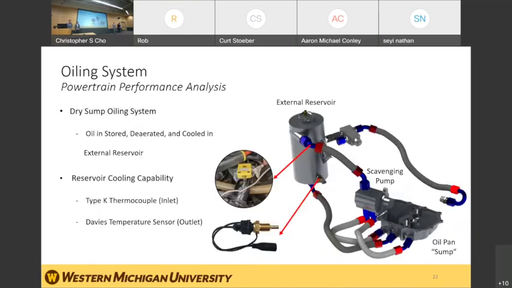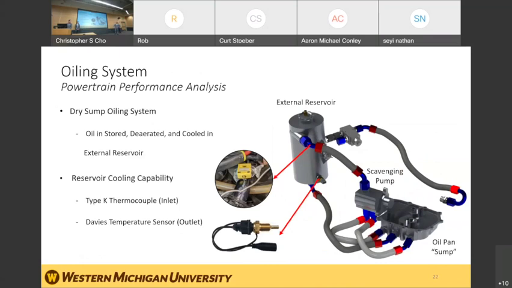So, the oiling system in a vehicle is responsible for reducing the friction between moving parts by lubricating them with oil. And since 2018, the Formula SAE team has utilized a dry sump oiling system. The dry sump oiling system works by storing all the oil in an external reservoir, and therefore it's not being stored in the actual oil pan itself. This allows us to lower the engine and reduce the weight center of gravity.